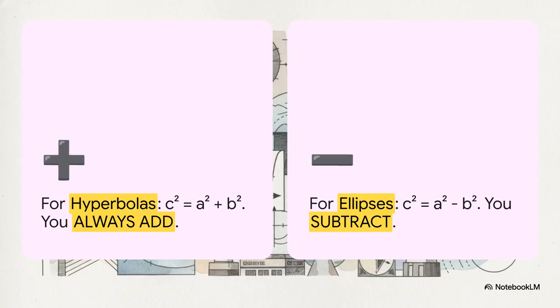Here it is again. I'm showing you this side by side because I cannot say this enough. For hyperbolas, the foci are outside the vertices, so c has to be bigger than a. It just makes sense that you add. C squared equals a squared plus b squared. For ellipses, the foci are inside, so you subtract. Just remember, hyperbola, add. Got it?